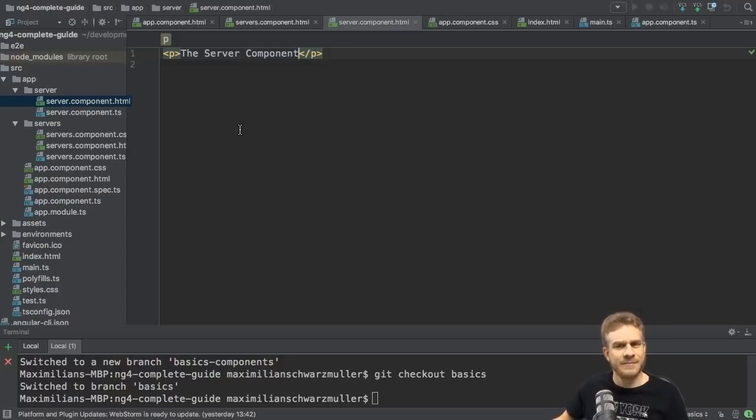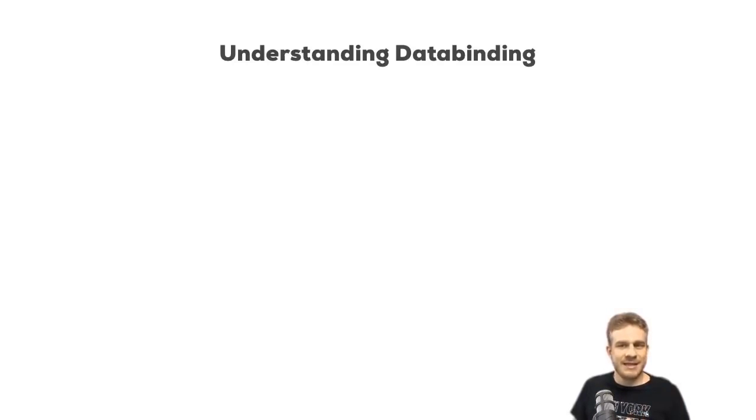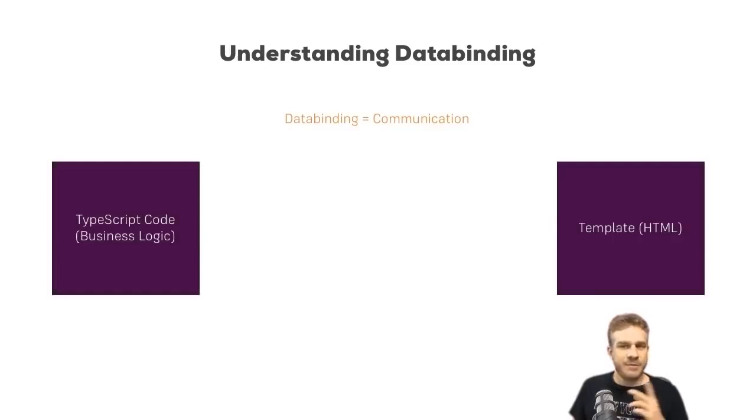What is data binding? You could basically translate data binding with communication. Communication between your TypeScript code of your component, your business logic, and the template, so what the user sees. Because you might have some result in your TypeScript code because you fetched something from a server or finished some calculation, which you want to display to the user.